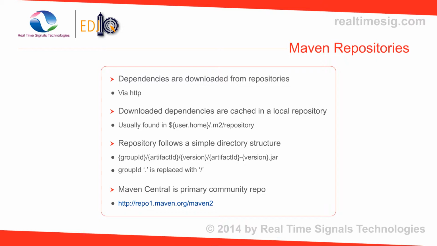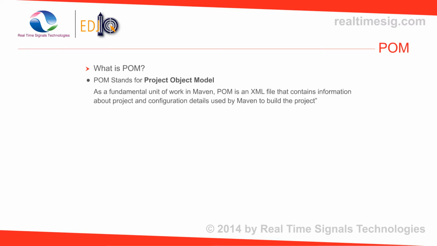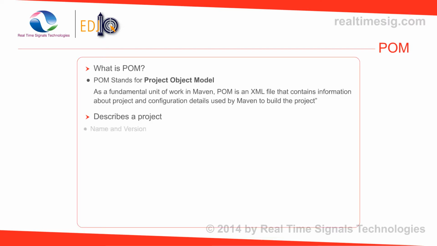Now let's understand an important topic, POM. POM stands for Project Object Model. It is the fundamental unit of work in Maven. It is an XML file that resides in the base directory of the project as pom.xml. The POM contains information about the project and various configuration details used by Maven to build the projects. POM also contains the goals and plugins. While executing a task or goal, Maven looks for the POM in the current directory. It reads the POM, gets the needed configuration information, and then executes the goal.